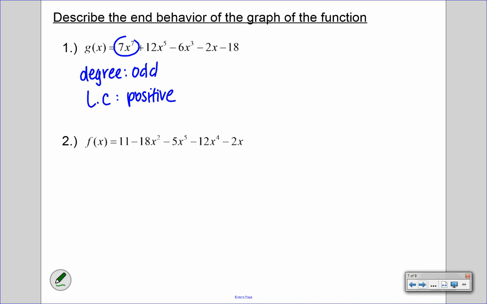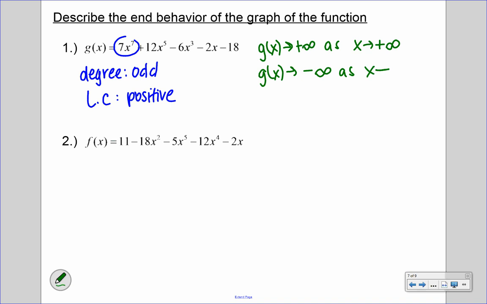So as the g of x, because we're starting with g of x, we say g of x approaches positive infinity. Oops, that's an 8. As x approaches positive infinity. And then g of x approaches negative infinity as x approaches negative infinity. And that's your end behavior of this graph. Now this is going to help us in tomorrow's lesson actually graphing polynomials, and that's where it leads to.